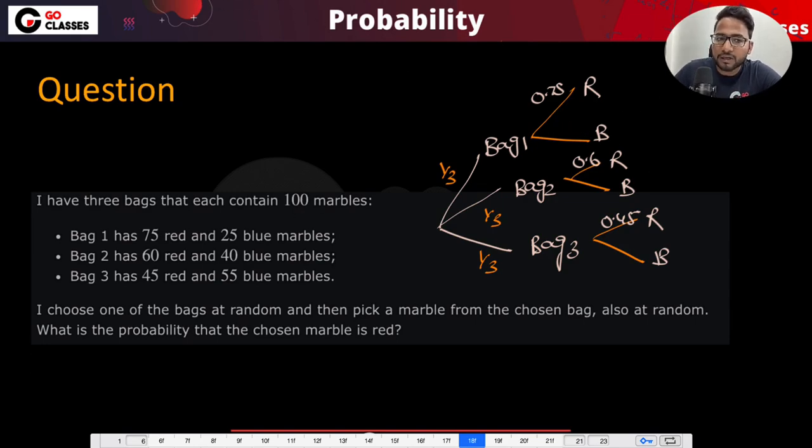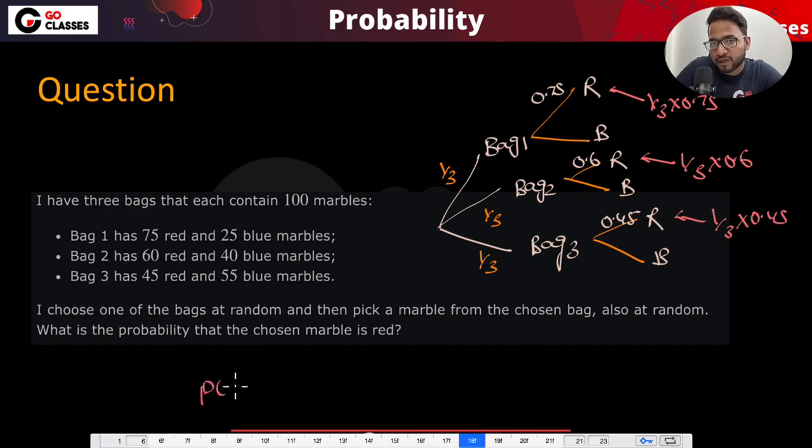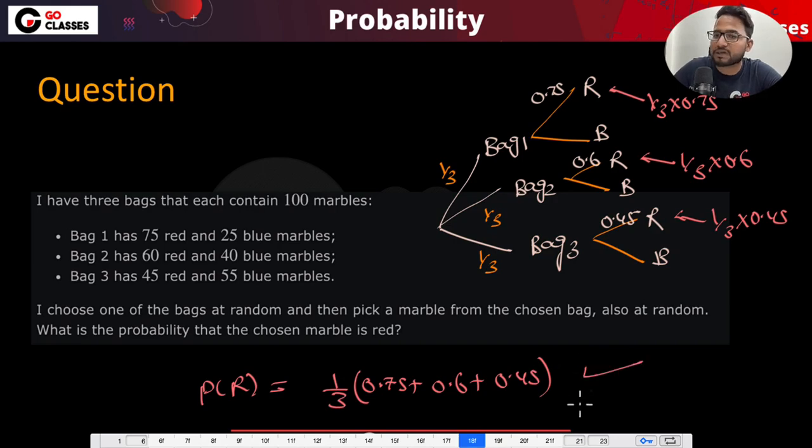Now what they are saying is that ultimately you want to find out the probability that you choose red. So red is here, red is here, red is here also. So you just sum up all of these probabilities, which means here this probability is 1 by 3 into 0.75. This probability is 1 by 3 into 0.6. This probability is 1 by 3 into 0.45. So the probability of being red is actually, since red is at 3 places, 1 by 3 into 0.75 plus 1 by 3 into 0.6 plus 1 by 3 into 0.45. So this is the final probability and this is the answer.